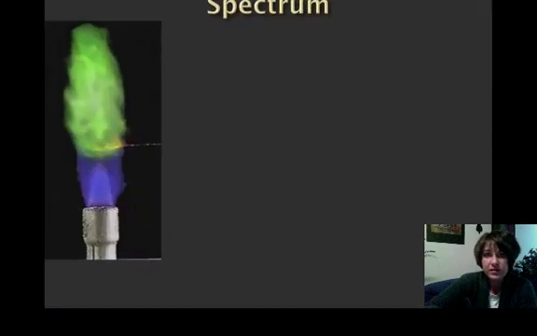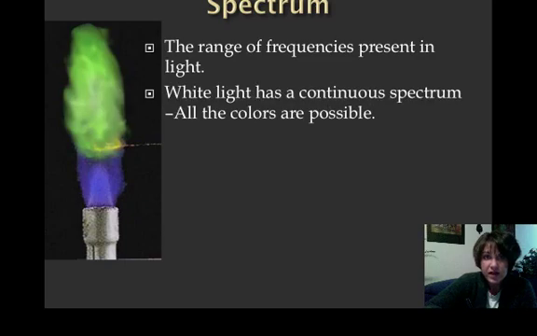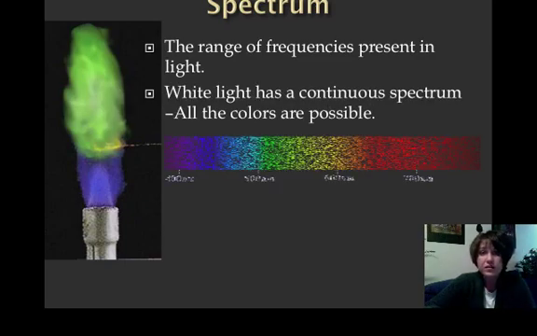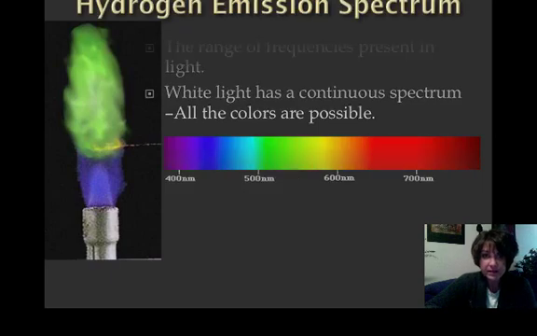So here we get into the fun stuff now. A spectrum, first of all, is simply all the range of frequencies present in the light that you're interested in. So if we have white light, we'd have a continuous spectrum because it's made up of all the colors of light. All colors are possible. So you get this very general sort of rainbow effect, right, from white light.